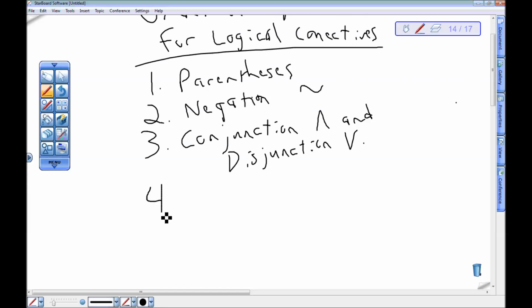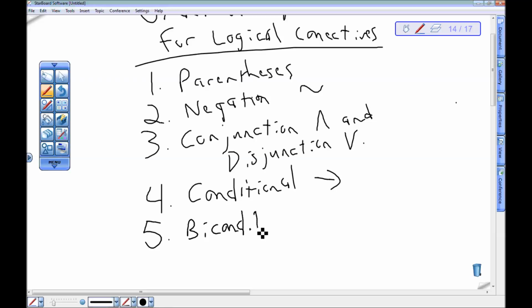Okay, next up, after the conjunction and disjunction, is the conditional. This guy. And then finally, the bottom of the order of operations is the biconditional, the if and only if. So here's my order of operations: parentheses, negation, conjunction and disjunction, which have to have parentheses somewhere if I have both, then the conditional and the biconditional. Okay, so let me look at a couple examples and go through how this works.